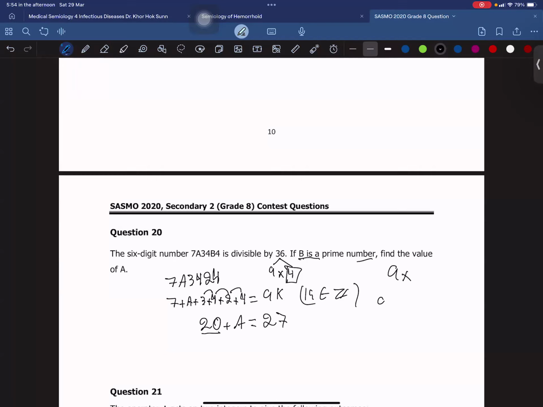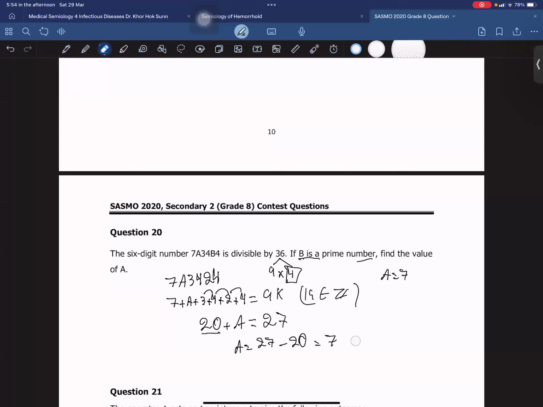If you do 9 times 2, it's going to be 18. So 18 minus 20 is going to be minus 2, so it is impossible. It needs to be higher than this, 9k needs to be bigger than 20. So assume that the multiple of 9 is 27. As we have here, A equals 27 minus 20, which is 7. So A equals 7.